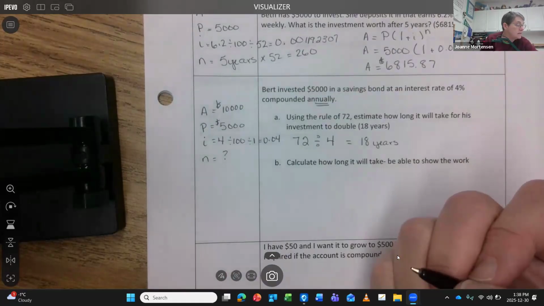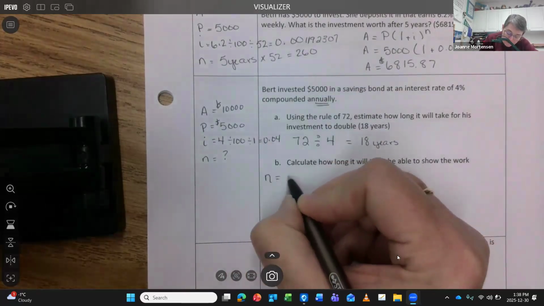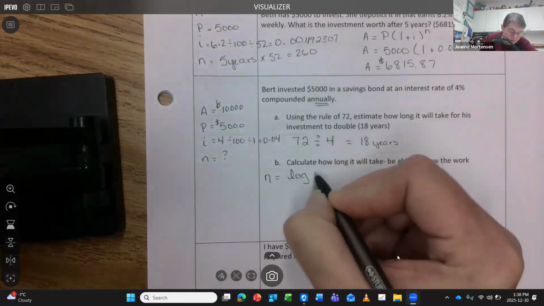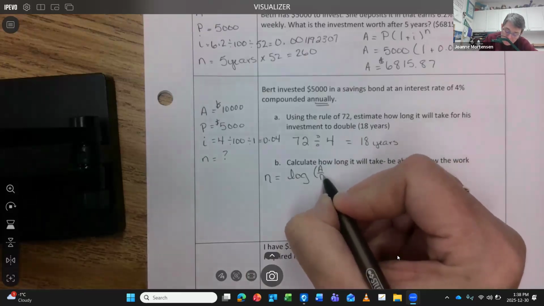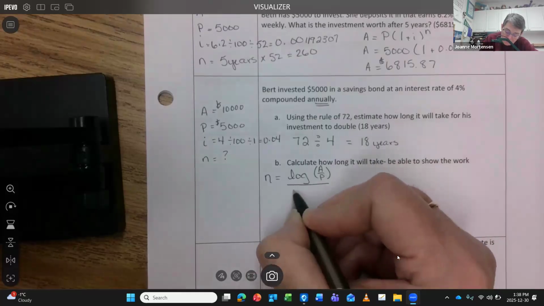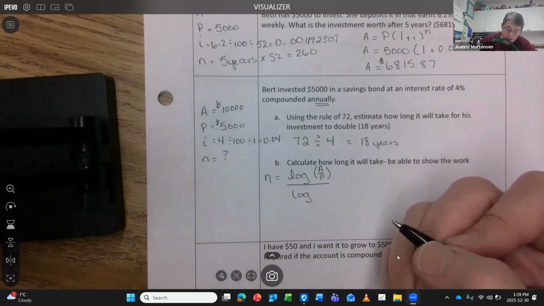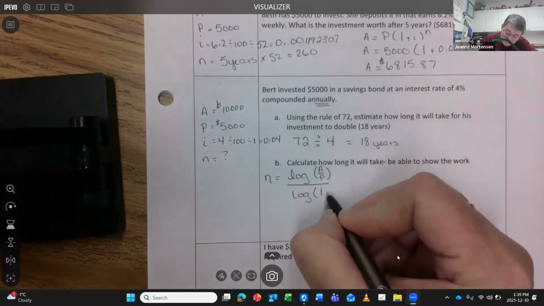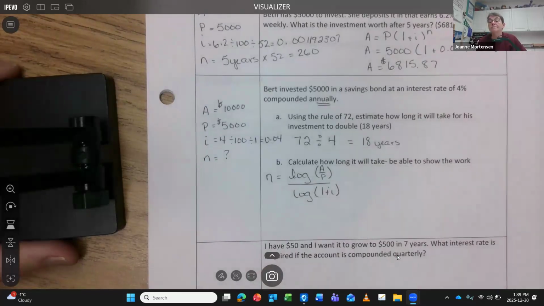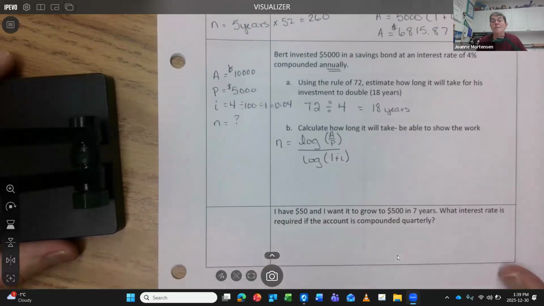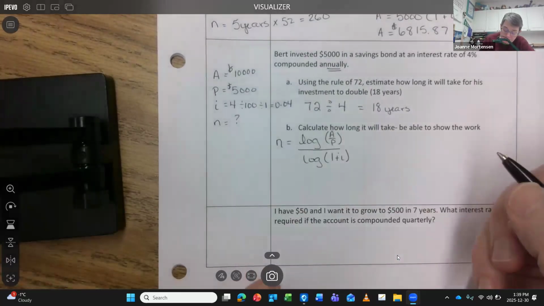All right. So the N, that's the crazy formula. N is equal to, these are logarithms, log of A over P divided by the log of 1 plus I. I haven't done this formula since last year about this time. So there's my formula. The only way to do it is logarithms.